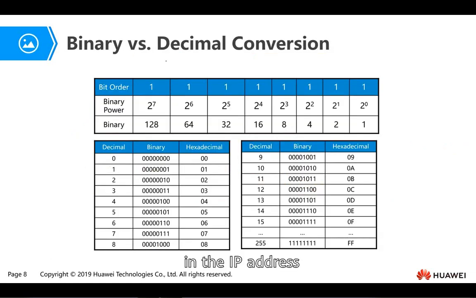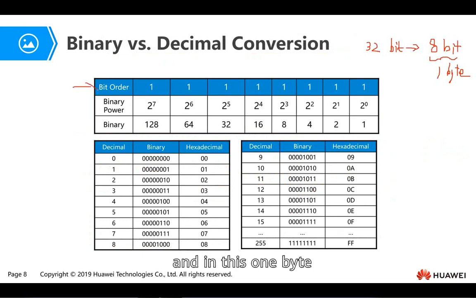And then in the IP address, we use 32 bits, 32 binary bits. We can divide these 32 bits into 4 parts. Each part is 8 bits, which is just 1 byte. And 1 byte has 8 bits. In this 1 byte, each bit represents a different value.